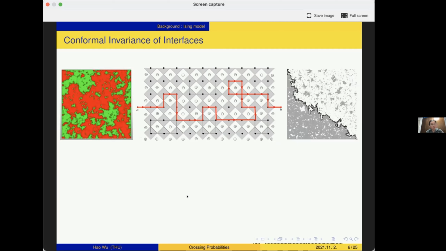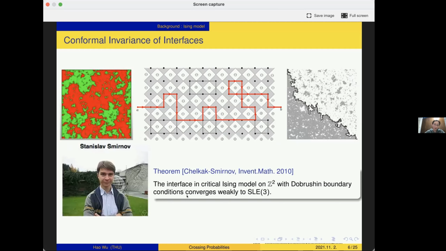Okay, and then what does conformal invariance mean? It means that if we take the scaling limit, this interface will converge to something conformally invariant. And the conclusion reads like this. The interface in the critical Ising model on the Z2 lattice with Dobrushin boundary condition, this is what we mean by Dobrushin boundary condition, will converge weakly to SLE3. So this is a random fractal process, and the index is 3. So this 3 corresponds to the Ising model.